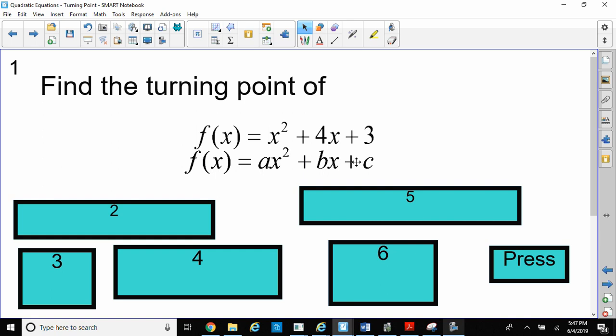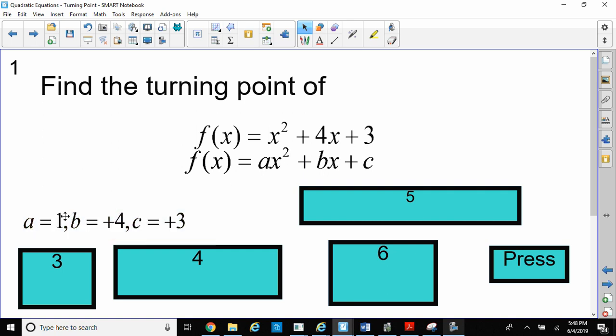We have to know what those values are. So the a doesn't have a number next to the x, so we know that's an imaginary 1 there. So it should be a 1. They don't write it. The b is the positive 4, or plus 4, so it is a plus, so that makes it positive. So I take the positive plus sign with me. The 3 is the constant, and that's a plus 3, so I take the plus 3 with me. So my a is positive 1, the b is positive 4, and the c is positive 3.